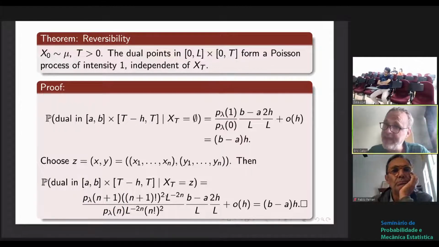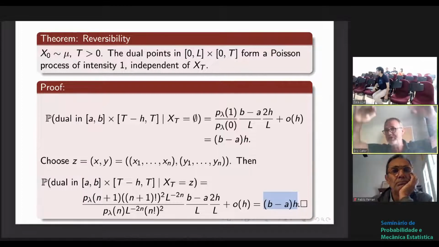The first n particles, positive and negative, should be in these places, x1 to xn, y1 to yn. And then the last ones, again like before, should be in the interval b minus h and not more than 2h away from each other so that they annihilate. And then you get the n plus 1 factorial squared because you can interchange them. And then if you calculate this, you exactly get the same answer as before. So this is very nice. And this proves that the green points, in fact the whole process, is reversible.